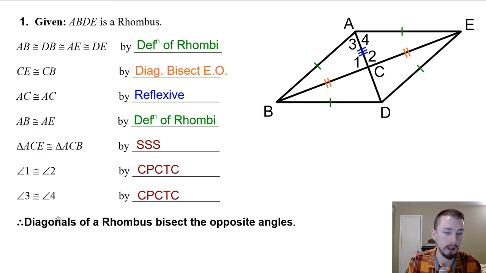All right, so therefore the diagonals of a rhombus bisect the opposite angles. So angles 3 and 4 are both going to be congruent. Essentially what it did is this diagonal AD cut this opposite angle in half. It's going to do the same thing down here. Without loss of generality, we can do the same proof just on the bottom part.